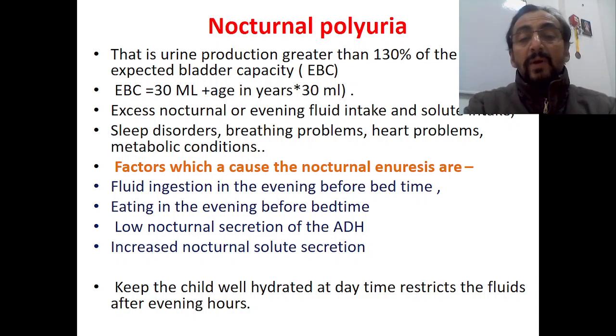So keep the child well hydrated in the daytime and restrict the fluid in the evening hours. How to manage this? After 6 o'clock, don't give any fluids. But in the daytime, give a good amount of fluids so that the hydration of the child is maintained. You can give at 6 o'clock so that by 8 o'clock the baby passes urine and goes to sleep. And don't give any fluids at 9, 10 or 11 o'clock.